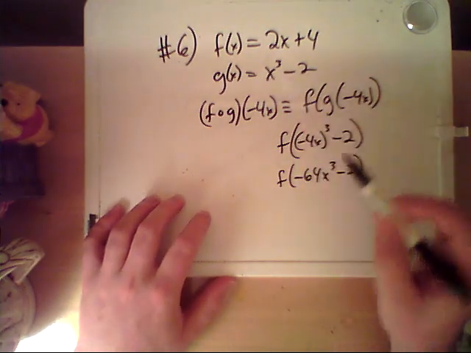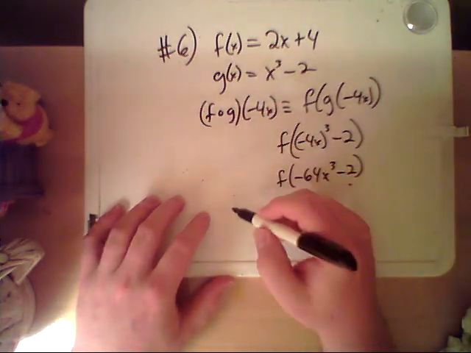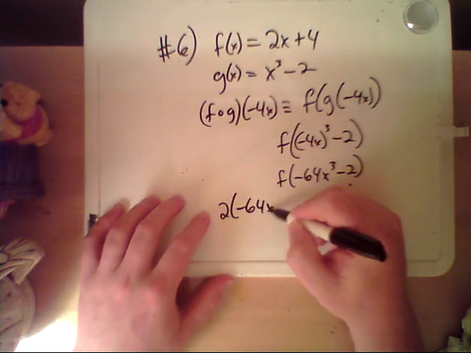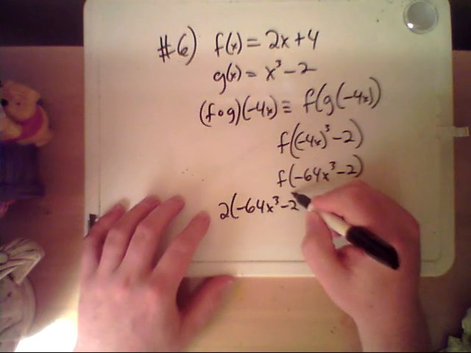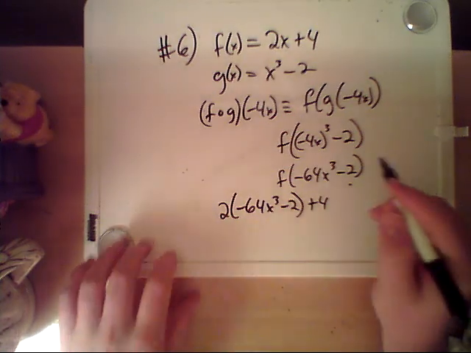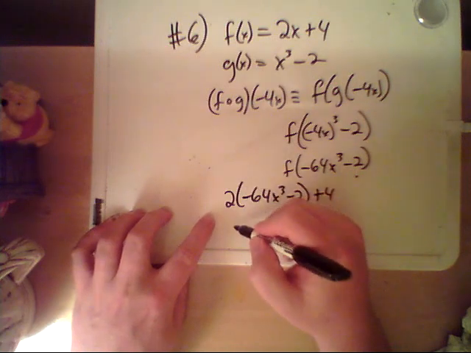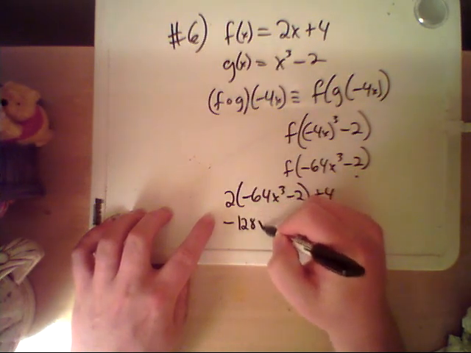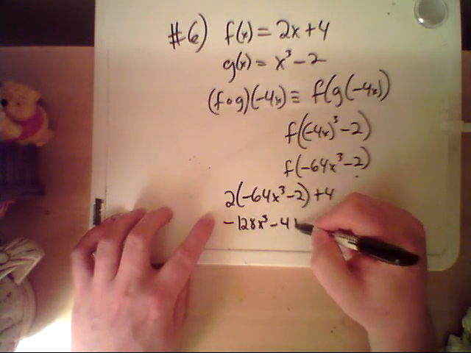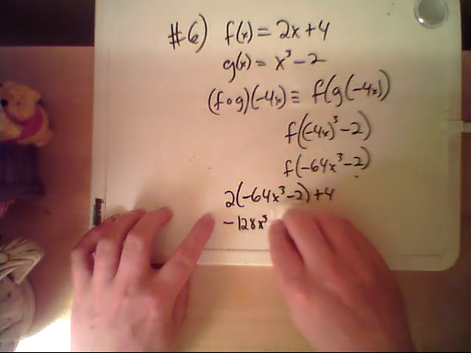And f of that is going to be, we're going to take all this business and plug it into this equation here. So it's going to be 2 times negative 64x to the third minus 2, all plus 4. Kind of running out of room here. One more line. Okay, so let's multiply this out. So it'll be 2 times negative 64 would be negative 128x to the third minus 2 times 2 is 4, plus 4. Well, I guess those just cancel out, don't they? So we land at negative 128x to the third.